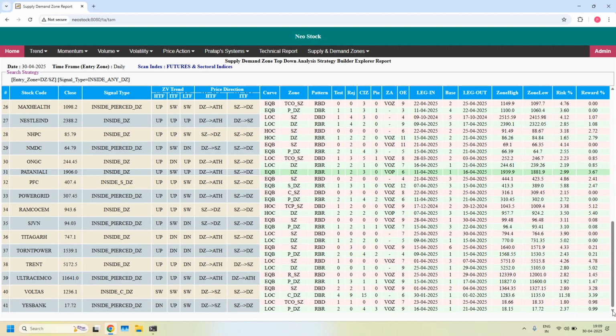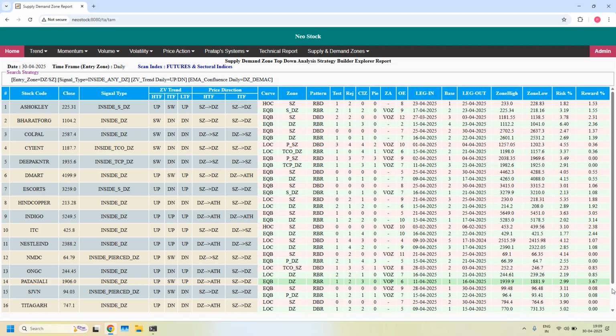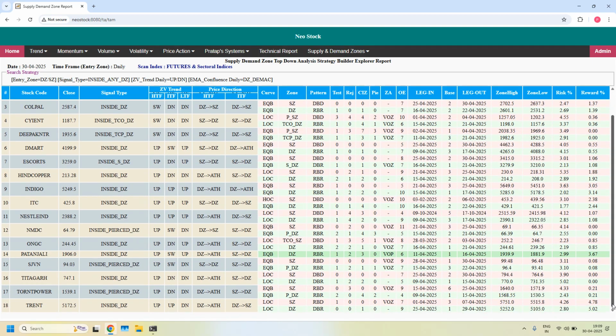We can further filter this list based on daily demand zones having daily EMA Confluence. And also trend on the daily should not be sideways. It can be up or down. Now the list is reduced. First 16 stocks in the list. Scrolling the list down. Total 18 stocks are filtered.